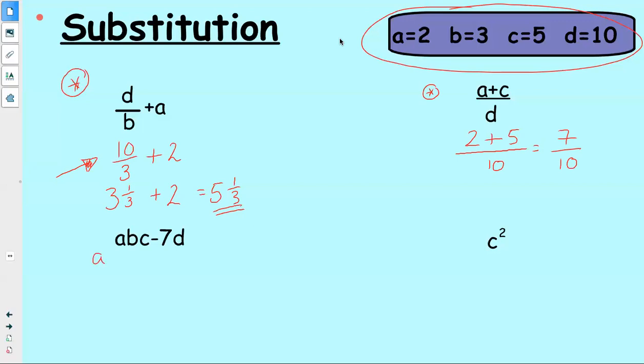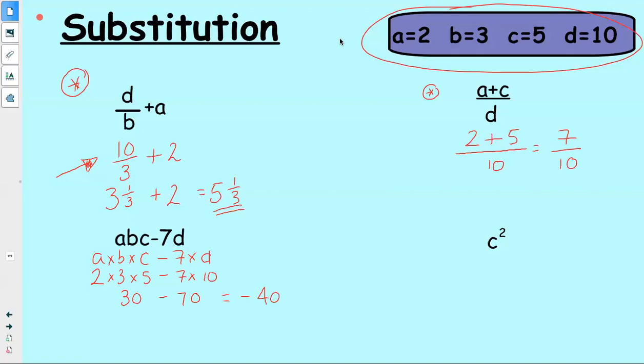If you wanted to write this out, the multiplication sign first, you can. So A multiplied by B multiplied by C, subtract 7 multiplied by D. Your A is 2, your B is 3, your C is 5, subtract 7 multiplied by D. So 2 times 3 is 6, times 5 is 30, subtract 7 times 10 is 70. We're going to negative numbers here. 30 take away 70 is negative 40.